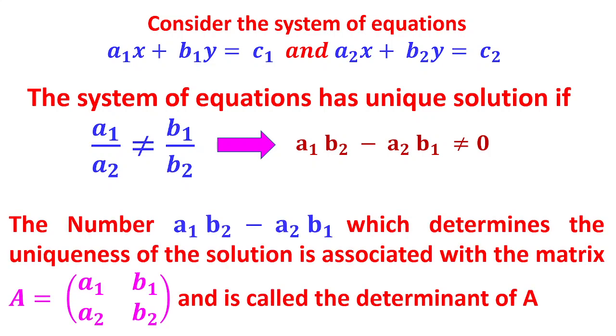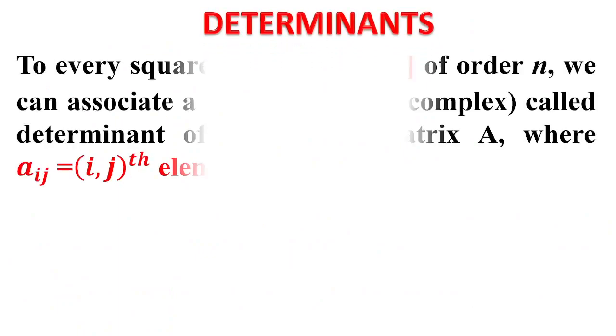Now this value a1 b2 minus a2 b1, which determines the uniqueness of the solution, is associated with the matrix a1 b1 a2 b2, which is nothing but the coefficient matrix, and is called the determinant of A. The number a1 b2 minus a2 b1 determines the uniqueness of the solution, therefore it is a determinant. Well, now we will define a determinant.